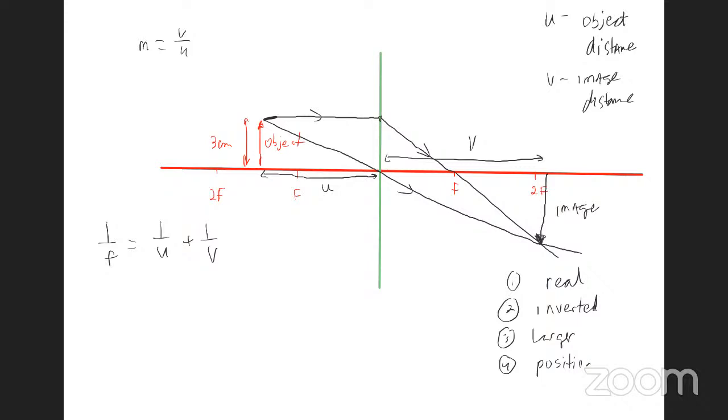Let's start to use this lens maker formula. Anybody remember? If the image is real, v is what? Positive. Right, good job, Karina. And if the image is virtual, v is negative. All right, copy that down.